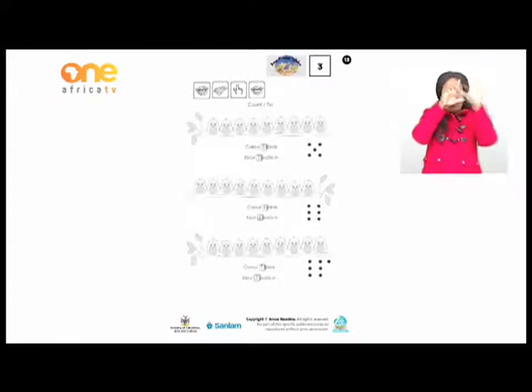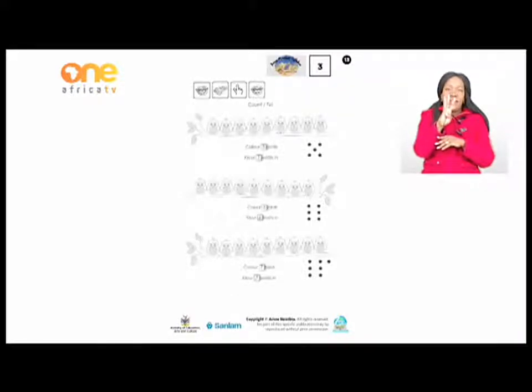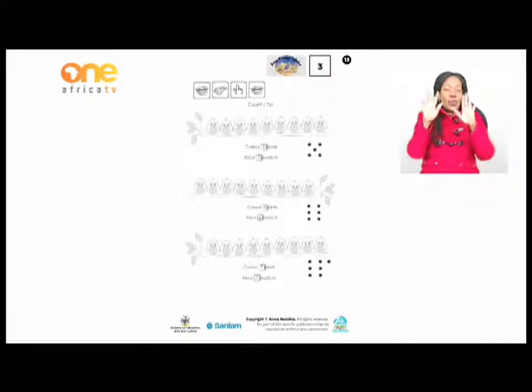Now let's go back to the branch where the birds are seated. Can you count 6 birds seated on the branch? Let's count together as you point. 1, 2, 3, 4, 5, 6. And we stop right there. Now you need to color in 6 birds.